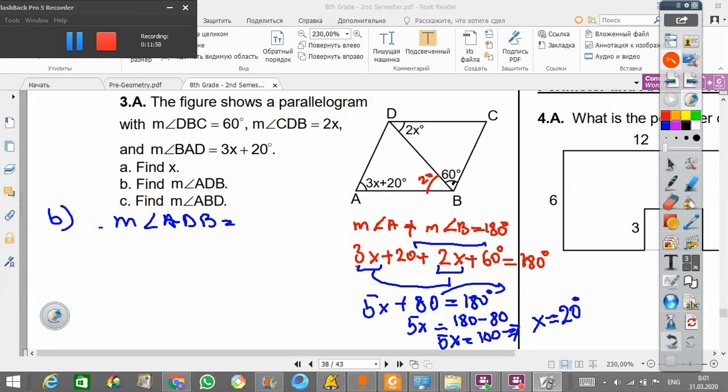using the Z rule, this one. Did you remember that rule? If 2x, here also 2x, then here also 60 degrees. So, angle ADB, we have 60 degrees.